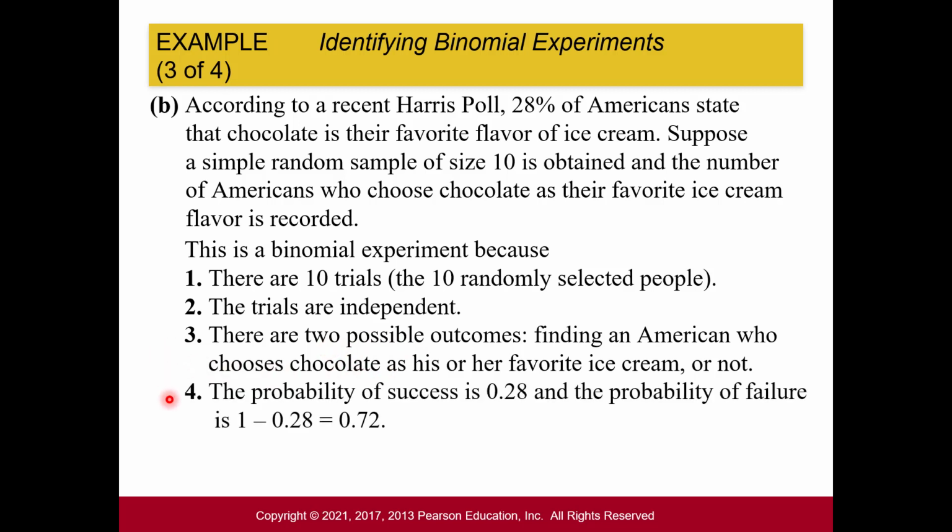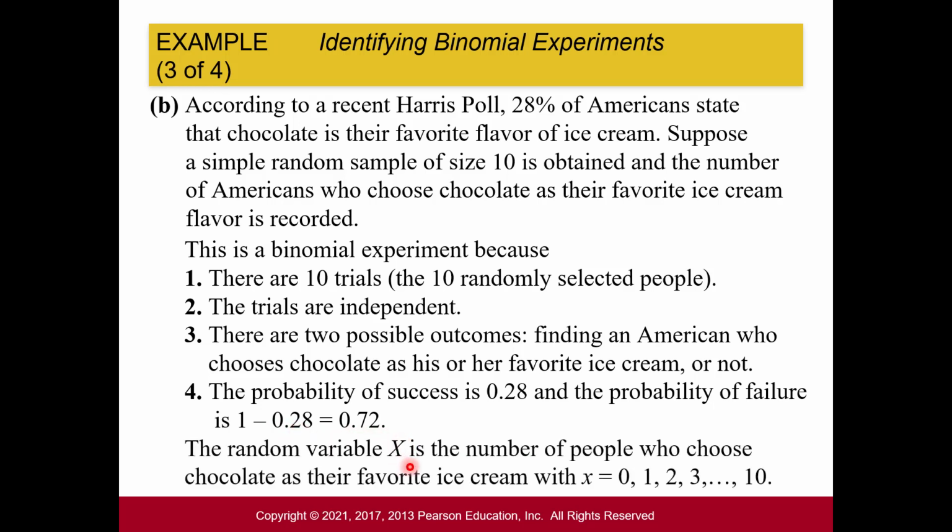And then number four, the probability of success, which would be choosing chocolate as the favorite, would be 28%. And then the probability of failure, not choosing chocolate as the favorite, will be the complement, 1 minus 0.28, which is 0.72. And then our random variable represents the number of people who choose chocolate as their favorite, because remember, our binomial random variable represents the successes in this case. So the people that choose chocolate as their favorite could be anywhere from 0 to 10 of the people.